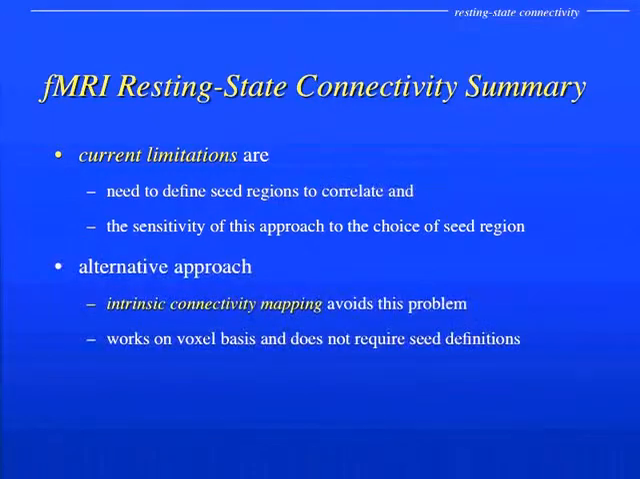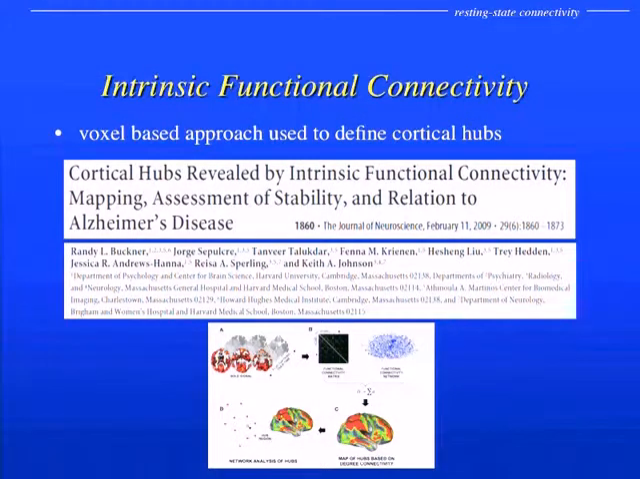So now we're going to move to a voxel-based approach, this intrinsic connectivity mapping, that doesn't need to define seed regions ahead of time, just looks at the connectivity on a voxel basis, and therefore gets around this seed definition problem. One of the first papers was by Randy Buckner on this, looking at intrinsic functional connectivity. He mapped, on a voxel level, the major cortical hubs in the brain, and then he did an analysis of the network properties of those cortical hubs. He used the intrinsic connectivity measure that I'm going to talk about on a voxel basis in order to identify these hubs, and that was back in 2009.